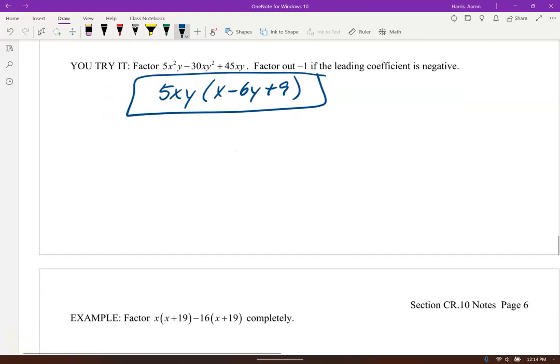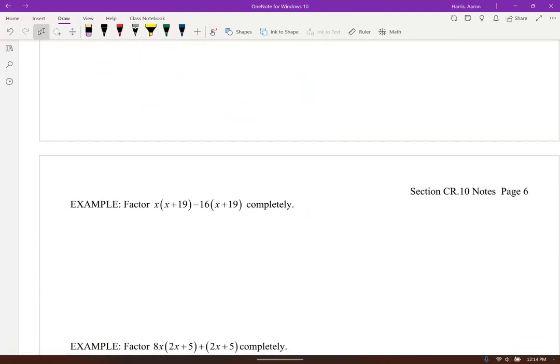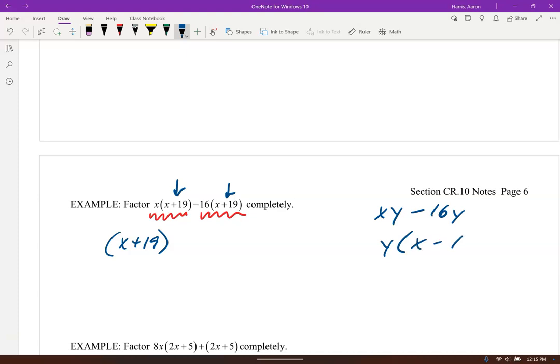Good. All right, let's keep going here. This one's kind of interesting. You have 2 terms here. Here's one term minus, and here's a second term. And notice both of those terms have an x plus 19 in common. So you're going to take an entire x plus 19 out. It's kind of like factoring this. If I was taking a y out, I'd be left with x minus 16. But in this case, I'm taking an x plus 19 out. I'm left with x minus 16 in parentheses.